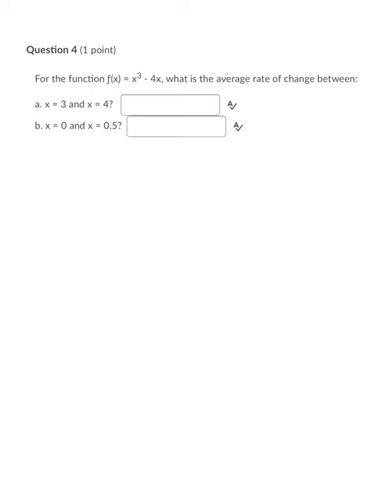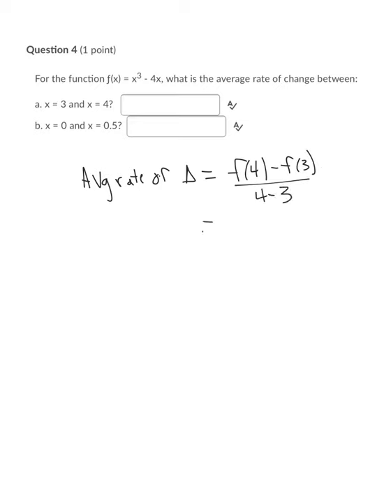For question 4, we have to use the function f of x is equal to x cubed minus 4x and find the average rate of change between x equals 3 and x equals 4. So if you remember, for average rate of change, we are using the formula f of 4 minus f of 3 divided by 4 subtract 3.